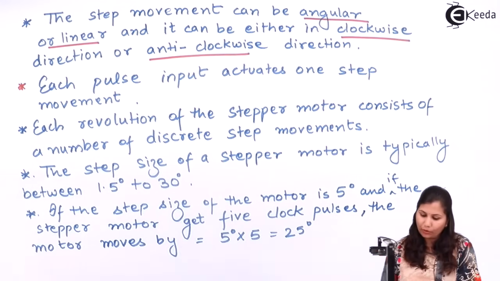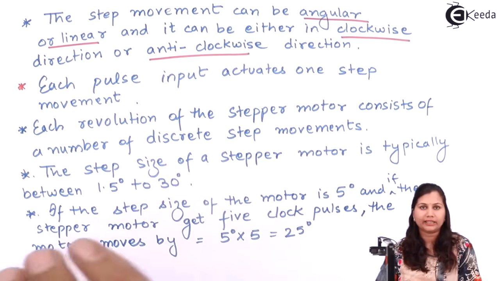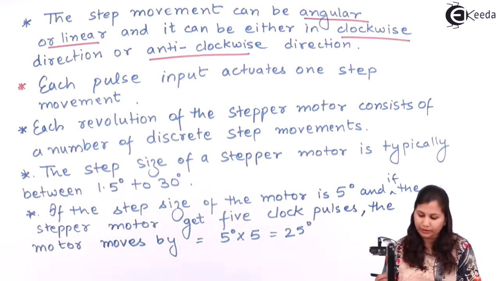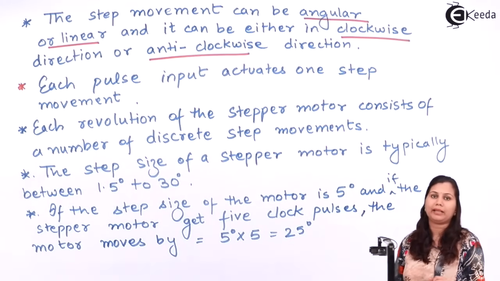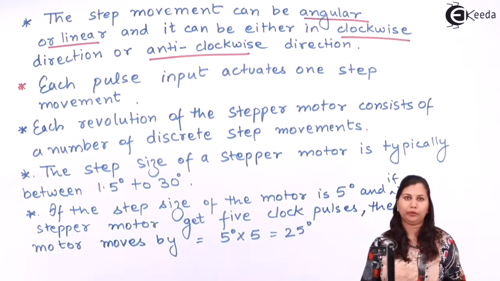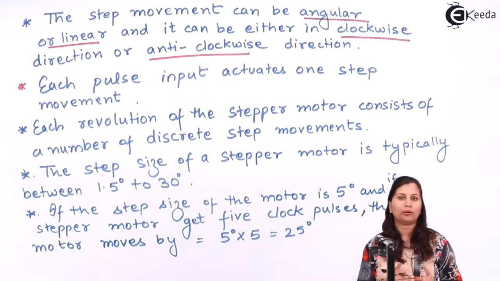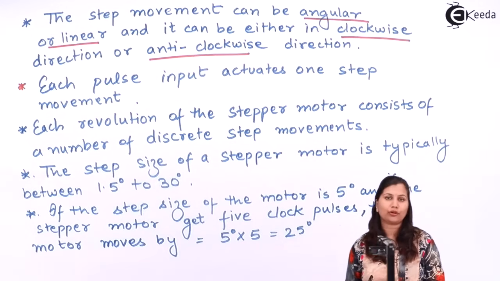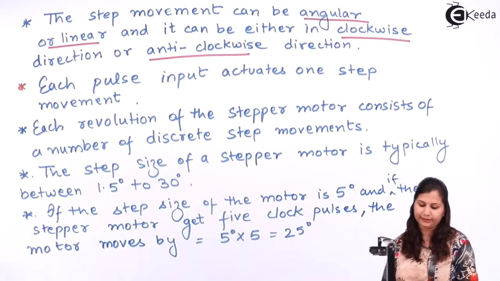Now the direction of the movement, as we have said, can be either clockwise or anti-clockwise. This direction of the angular displacement is determined by the direction of the input pulse, whether the input pulse is from high to low or from low to high. According to that, the direction of the rotation of the shaft will be decided.